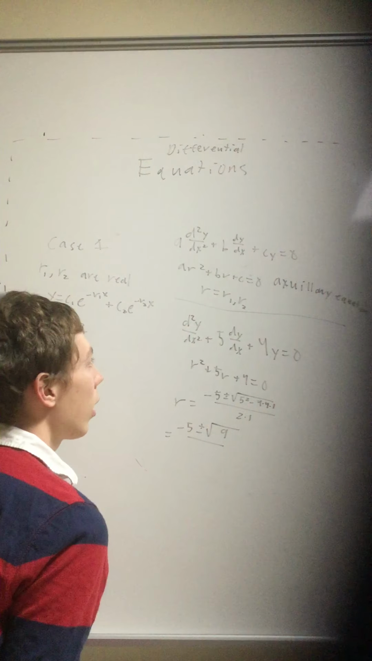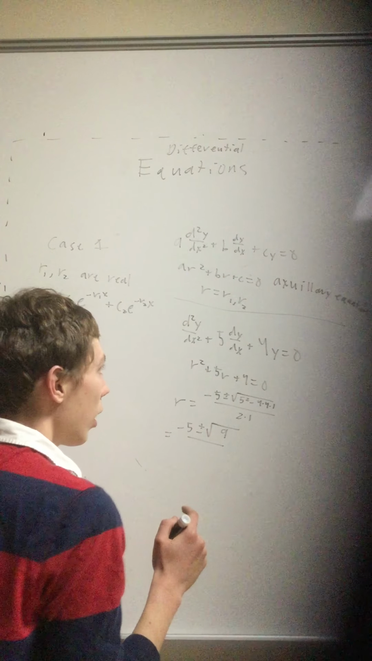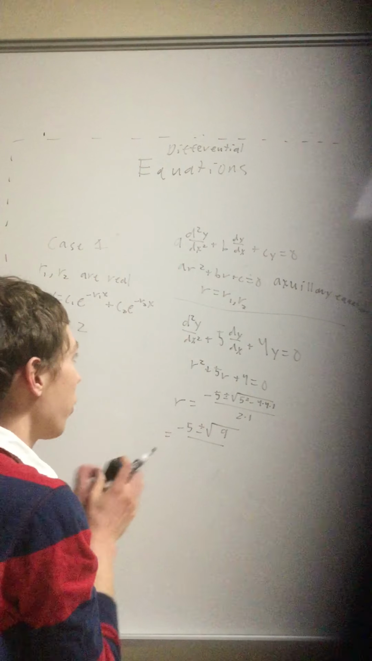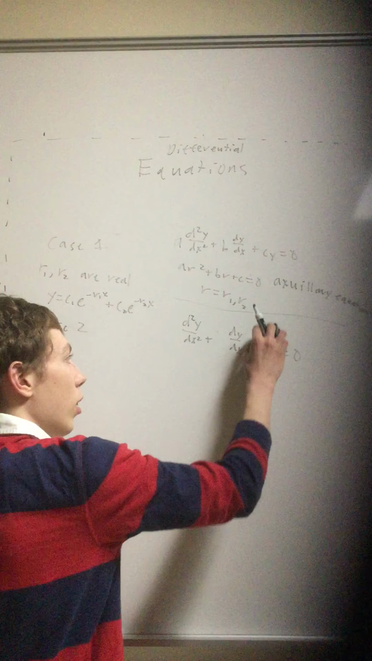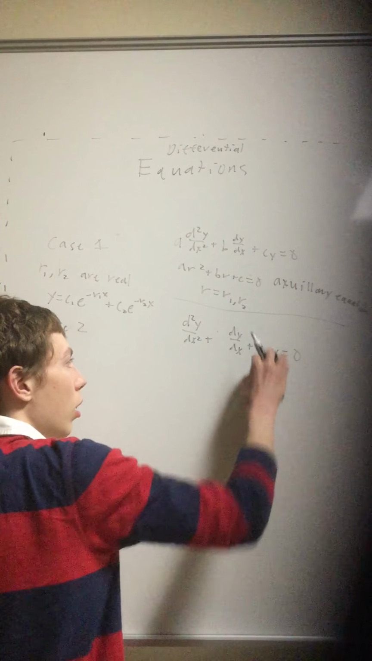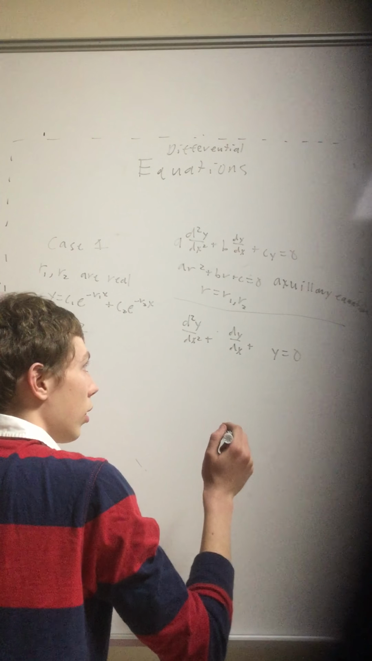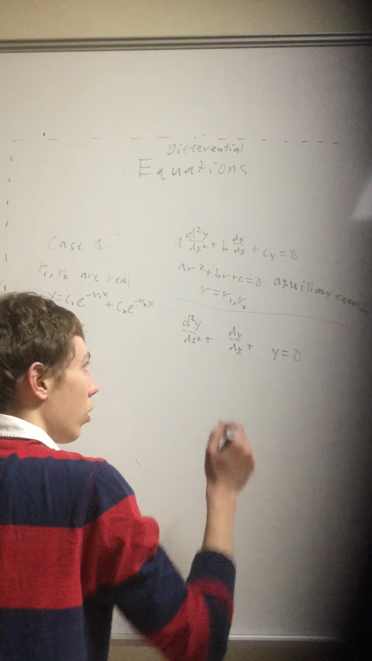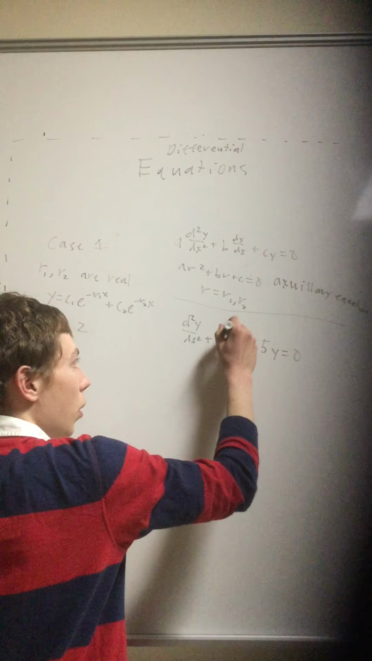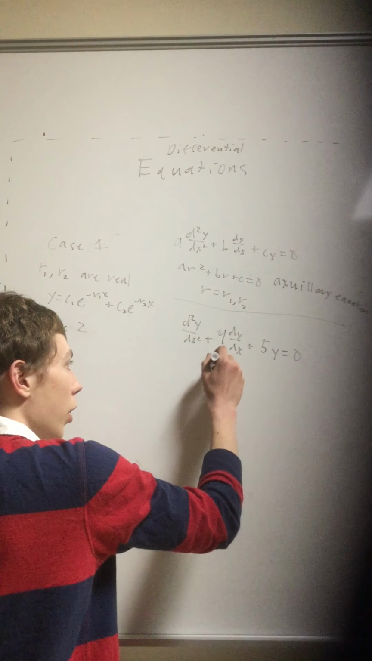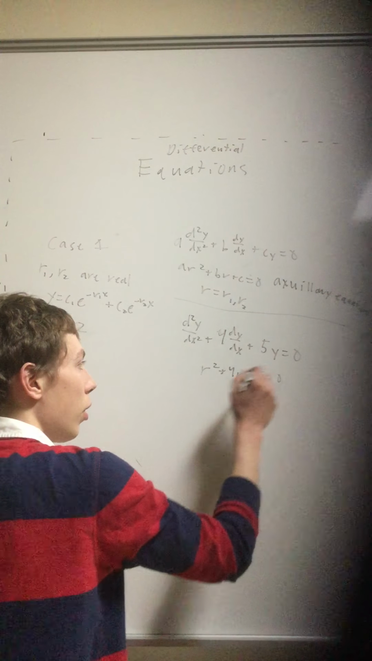Oh, wait, I messed up. This is just the case 1 equation. We don't really want to do that again. Yes, let's look at this equation. Okay, so r squared plus 4r plus 5 equals 0.